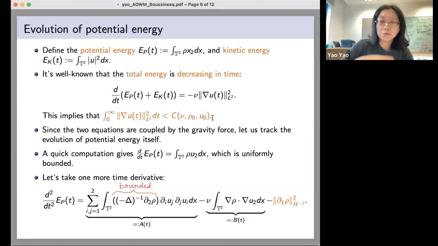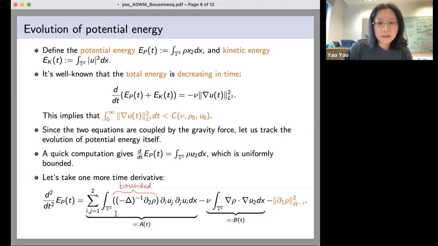And now we are going to track the evolution of the potential energy itself. Basically, we want to show that if the density doesn't have its H1 Sobolev norm growing with this polynomial power, then something will go wrong. Okay, so the way that we are going to do that is to track the second time derivative of the potential energy, where we have these three terms on the right-hand side.